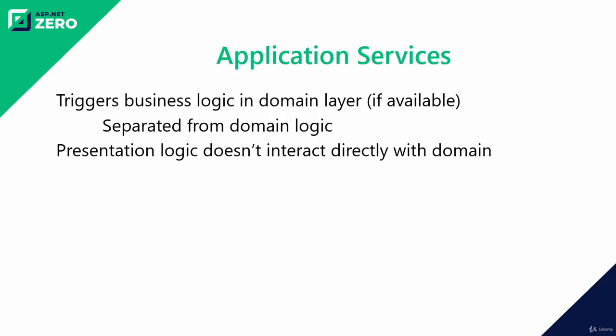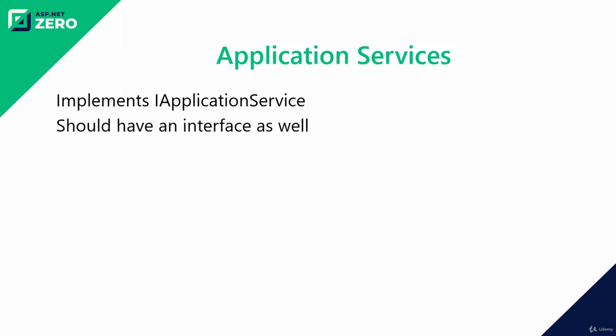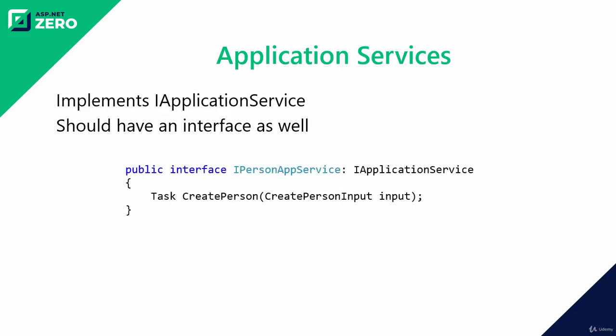Through the application service, the presentation logic remains nicely separated from the real actual domain logic, making it possible to test your application domain in isolation properly. Application services in ASP.NET Zero are implemented as classes which implement an interface called IApplicationService. That's probably a good name for this interface, isn't it? In fact, you will typically not implement this interface directly on your application service classes. Instead, you should create yourself an interface that describes the functionality of your application service. In this case, this will be IPersonAppService. In the interface declaration, we'll have a method called createPerson.